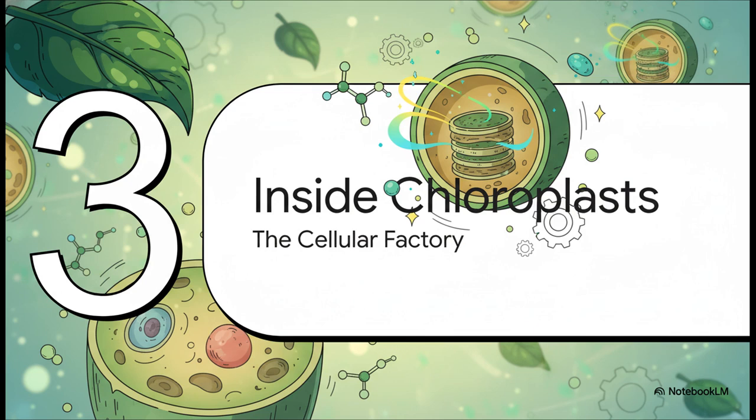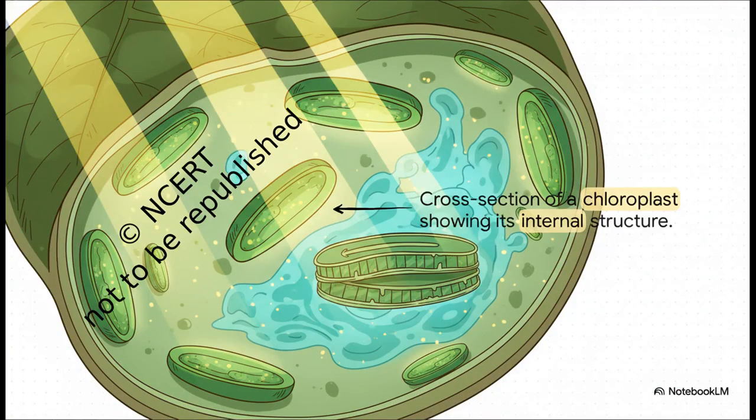Okay, Section 3, Inside the Chloroplast. Now we're zooming in from the whole plant, past the leaf, right down to the specific cellular factory where the magic actually happens. If you were to crack open a mesophyll cell inside a leaf, you'd find these incredible structures called chloroplasts, and the architecture inside is just brilliant. There's a very clear division of labor. You have a membranous system made up of grana and stroma lamellae, and surrounding all of that, you have a fluid matrix called the stroma.